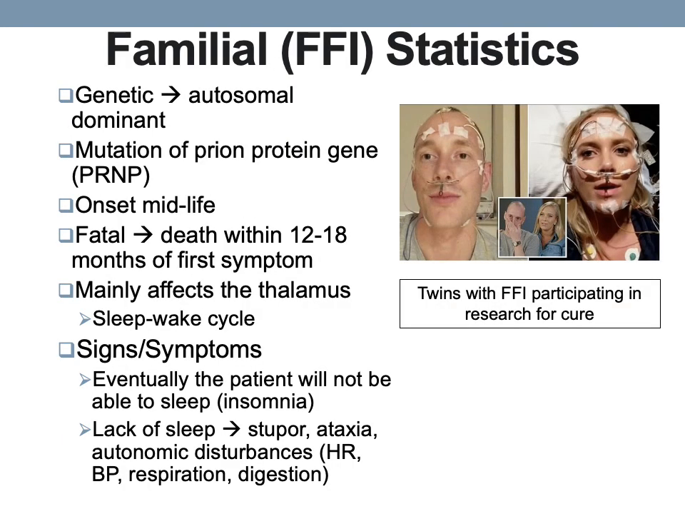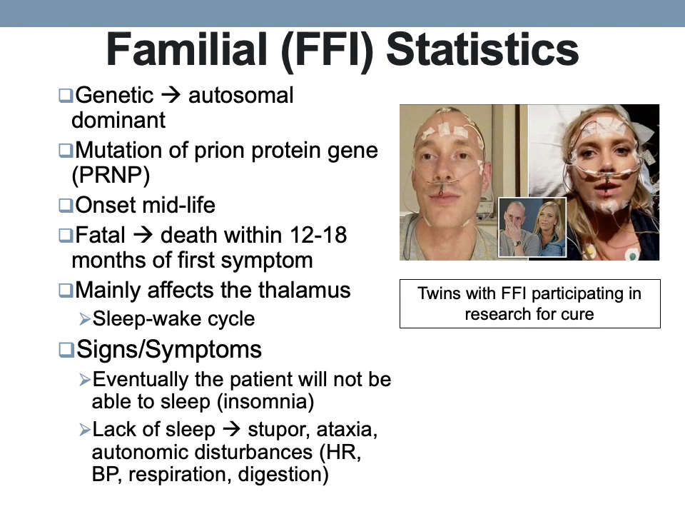Fatal familial insomnia is a genetic autosomal dominant disorder. There is a mutation of a prion protein gene known as PRNP. The onset is about midlife, and it is also fatal, and death within 12 to 18 months of the first symptoms. It mainly affects the thalamus. It is a bit different. You don't see widespread spongiform at all with these individuals with this condition. You're just going to see damage to the neurons and glia cells of the thalamus.